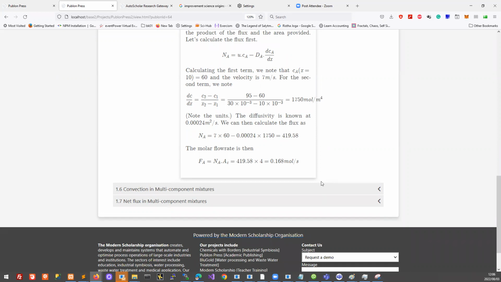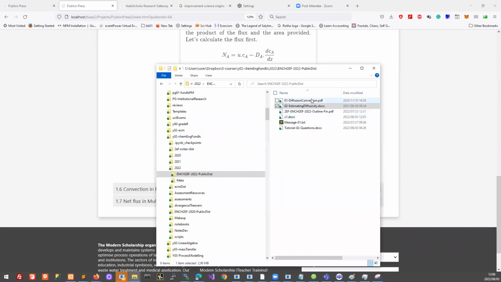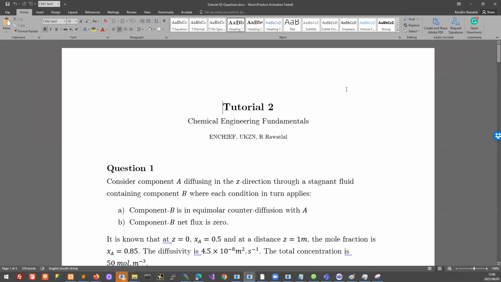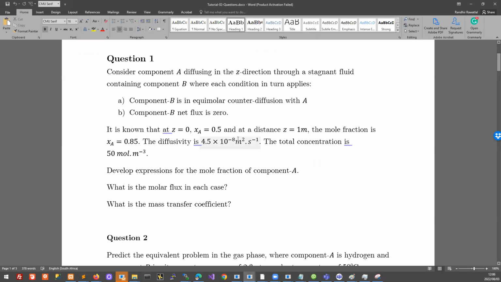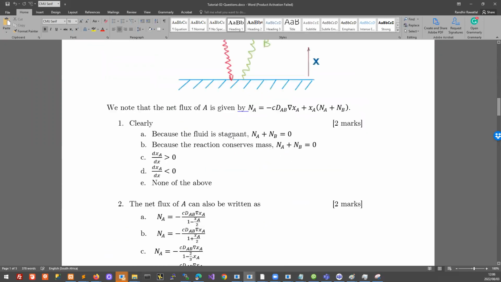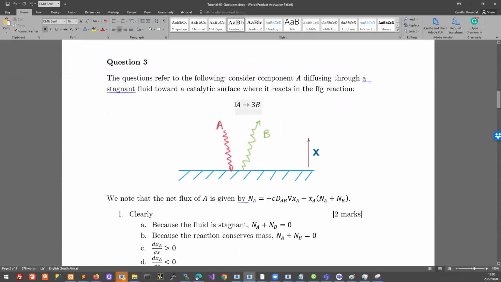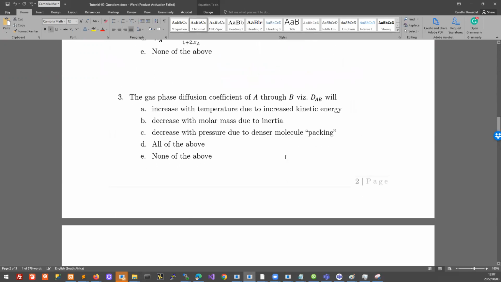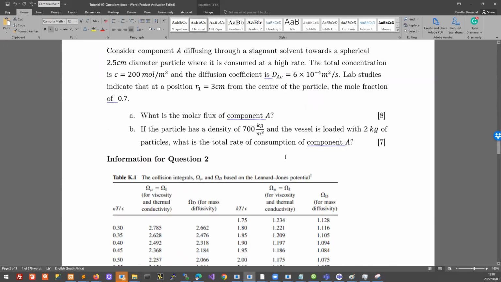So you've got that, and then for your tutorial 2, that's uploaded to the folder. There are some nice questions in here, so please work on these using what we covered today. We've done a couple of examples. You've seen that it changes whether you are in equimolar counter diffusion or moving through a stagnant fluid. Here's a nice one where you are in counter diffusion, but it's not equimolar. So what do you do in this case? That's a nice problem to work on, and basically you can work through this.